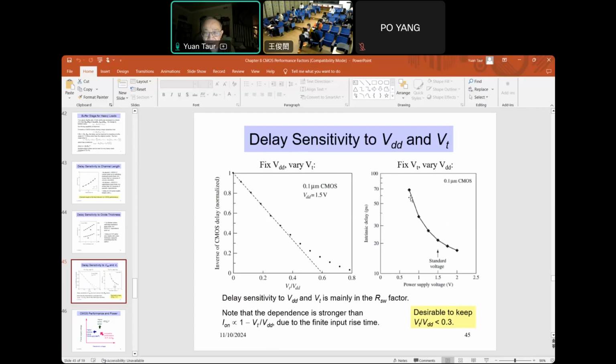Now we fix the VT for a fixed device, but we change VDD. And then we look at the power versus delay. Let's see. No, this is delay versus power supply voltage. So this is even steeper. So for 0.1 micron CMOS, 1.5 volts is the standard voltage. If you increase the voltage, delay goes down. If you reduce the voltage, delay goes up.